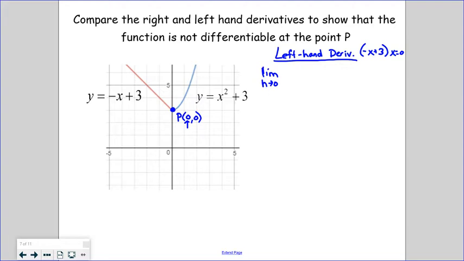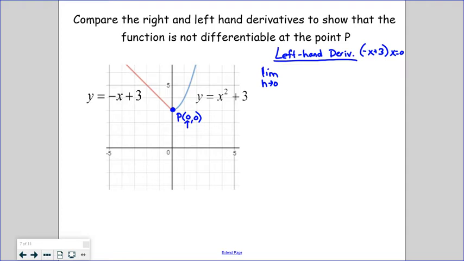This one is slightly confusing, and I don't want you to get confused. Your formal definition is always h going towards 0. The only reason I'm using 0 for the x value on this one is because that's the location of point P. That will change per problem. Okay? P can move anywhere in the graph that they're saying it's not differentiable. We use that x value when we set up our derivative.